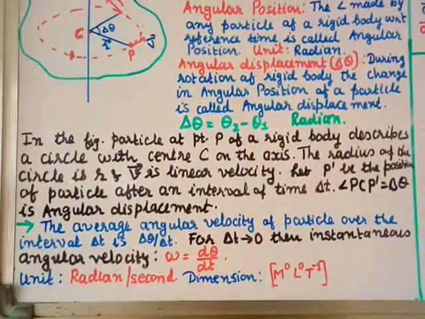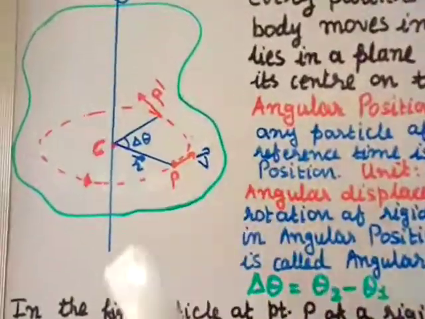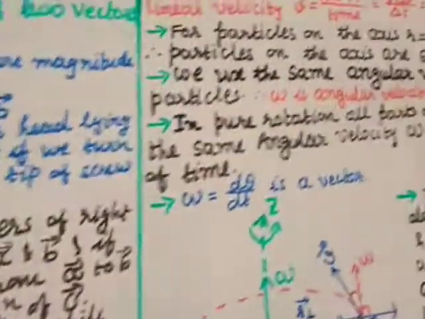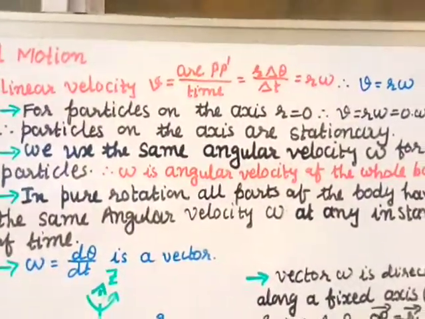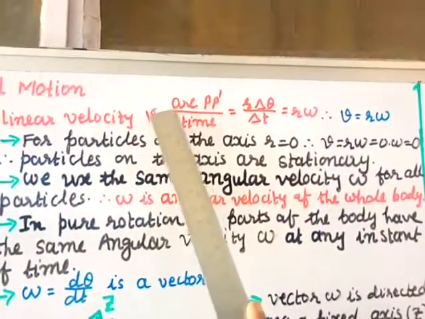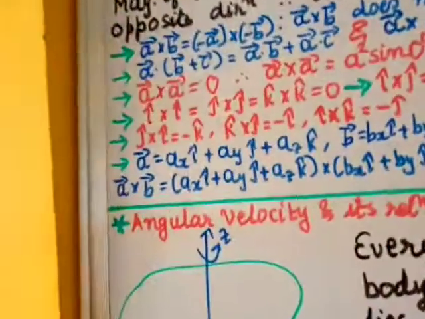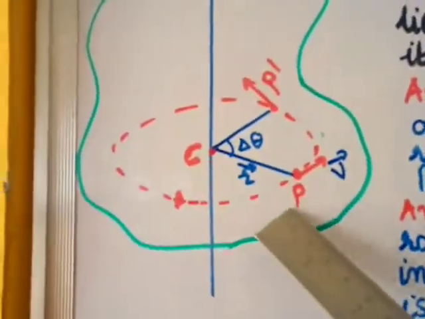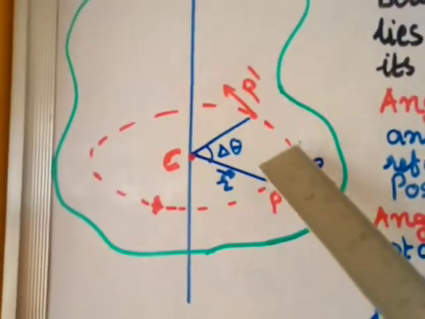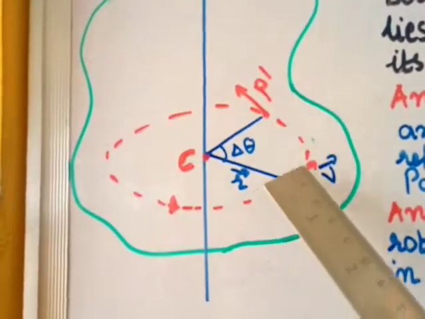Now let us see the relation of angular velocity with linear velocity, that is with vector v. So let us see what is the relation of linear velocity with angular velocity. Now linear velocity v equal to the distance PP dash divided by time, right? Look at this figure. The particle is moving from P to P dash, so it is covering the distance in the linear motion as P to P dash, right?